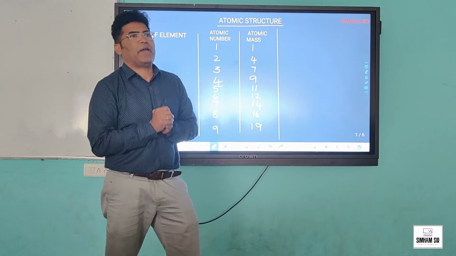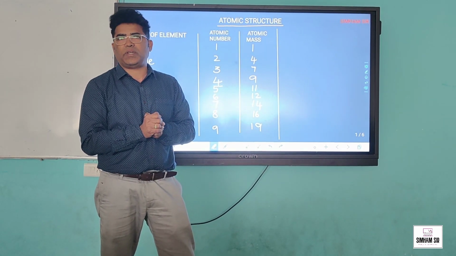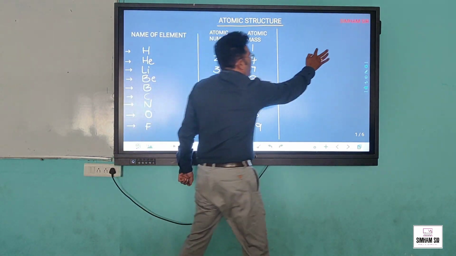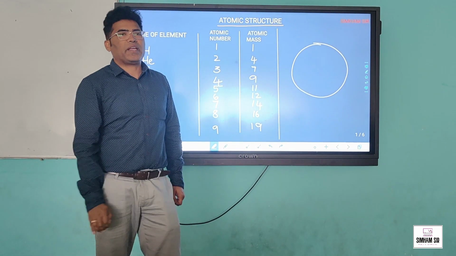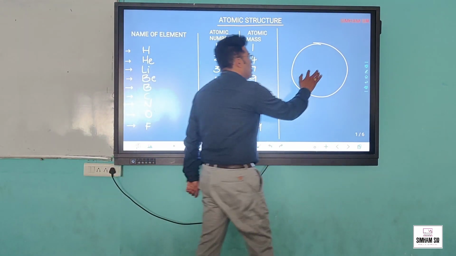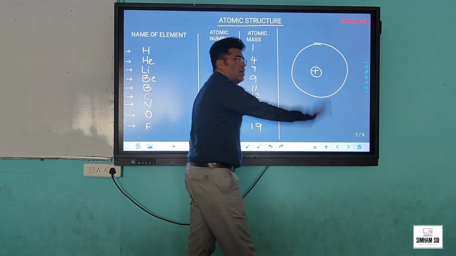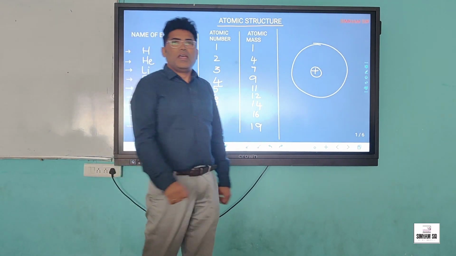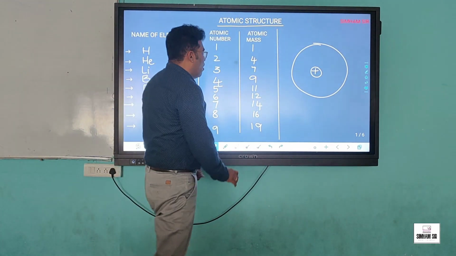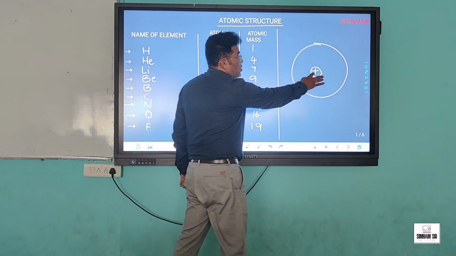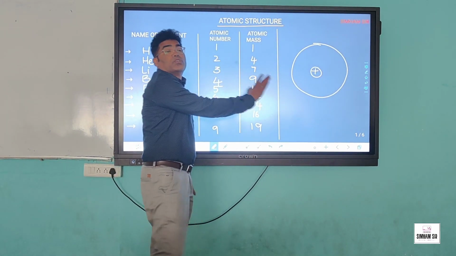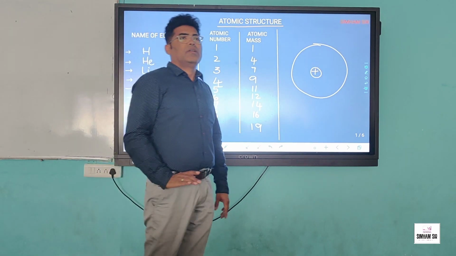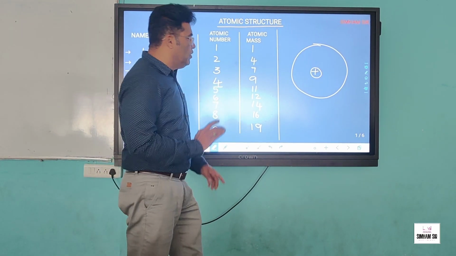In a spherical shaped atom, at the center the nucleus is present. Around the nucleus are orbits. This is the nucleus. Of course, the nucleus contains protons and neutrons.